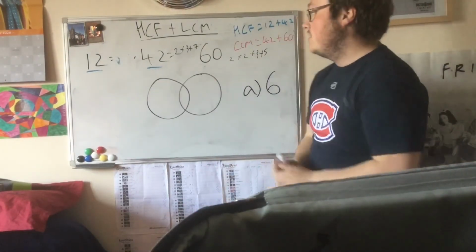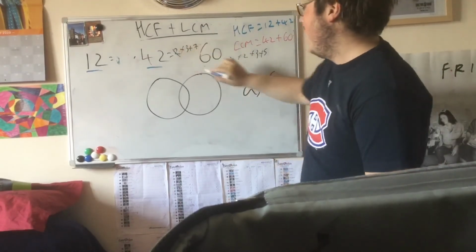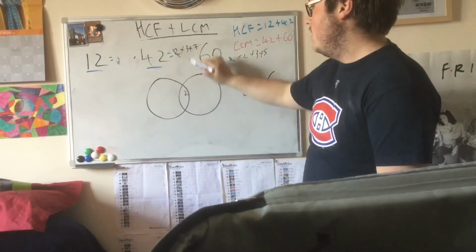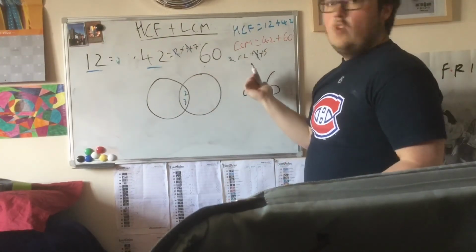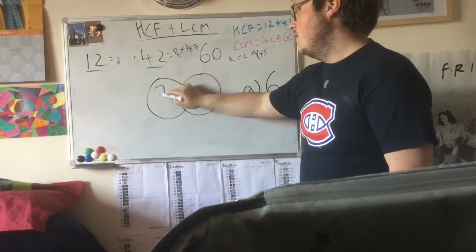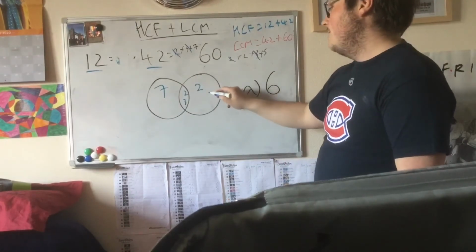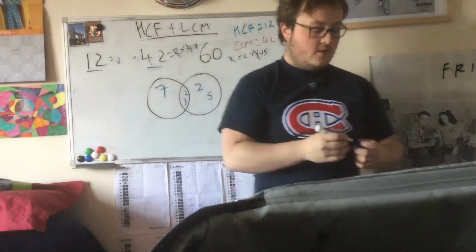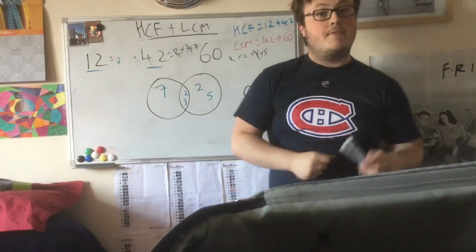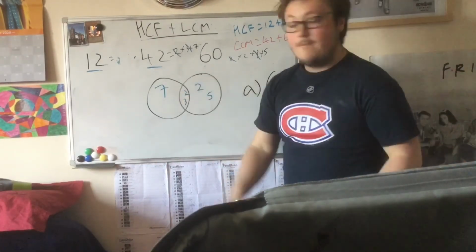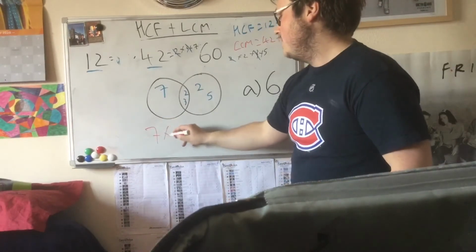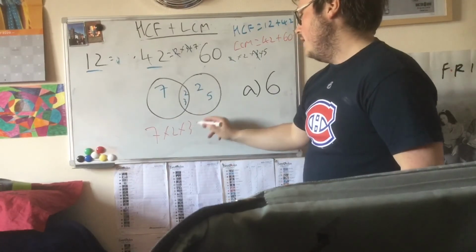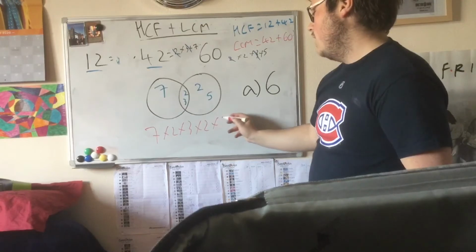Now we can turn those two into a Venn diagram. There's a 2 in 42 and in 60, so that goes in the middle. There's a 3 in 42 and a 3 in 60, so that goes in the middle. There's not a 7 in 60, and that's the last one in 42, so the 7 goes there. And there's a 2 and a 5 there. So remember, to find the lowest common multiple, we have to multiply everything in the Venn diagram. So you do 7 times 2 times 3 times 2 times 5.